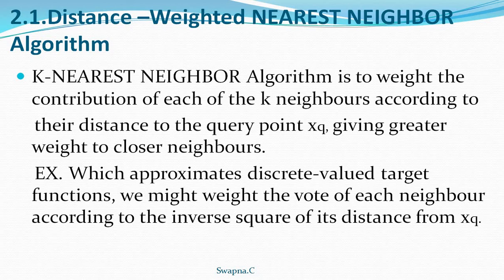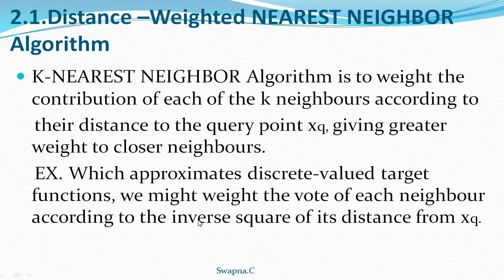Within this, one more thing we need to know: the distance weighted nearest neighbor algorithm. What is it? Already we know the K nearest neighbor algorithm. Here we weight the contribution of each of the K neighbors according to their distance to the query point, giving greater weight to closer neighbors. So here, to understand easily which training examples are nearer, we assign some weights. Those very close to the query point have more weight.